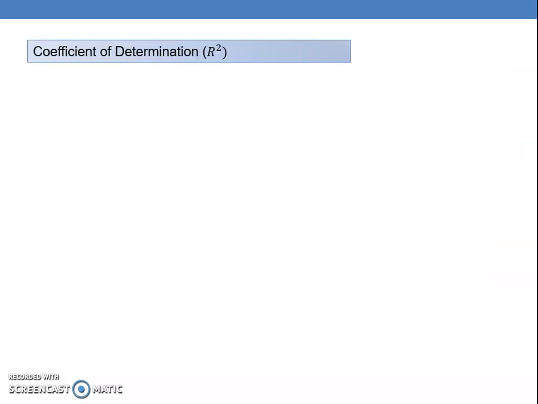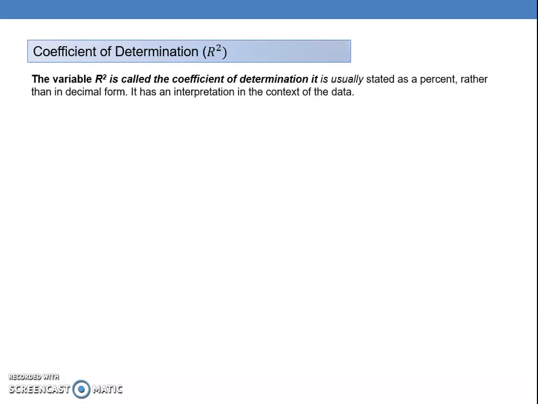All right, so remember in the previous video, instead of the correlation coefficient R, what we had was R squared. Now, what is this R squared? This R squared is called your coefficient of determination, right? So the small letter R, or the correlation coefficient, tells us if there is a strong positive or negative relationship between the two variables. R squared, on the other hand, which we usually state in percent form, is an interpretation in the context of the data.